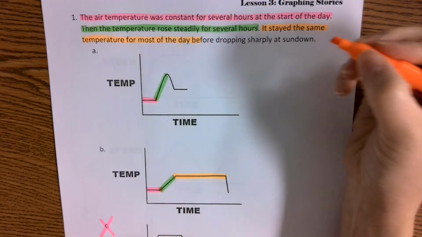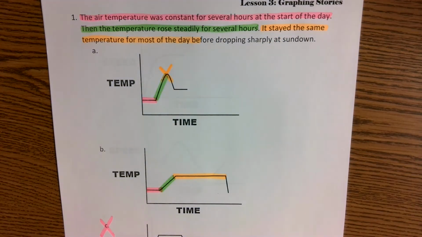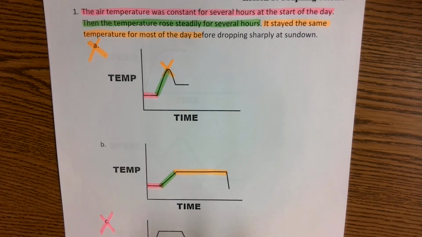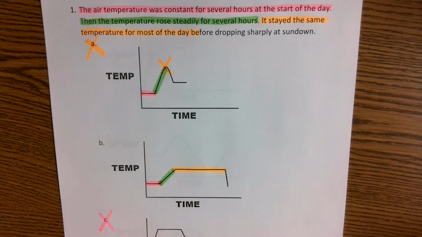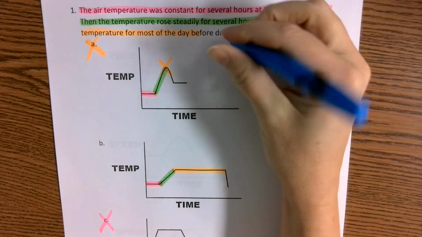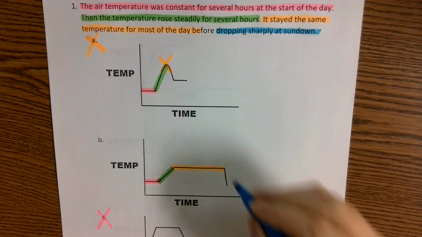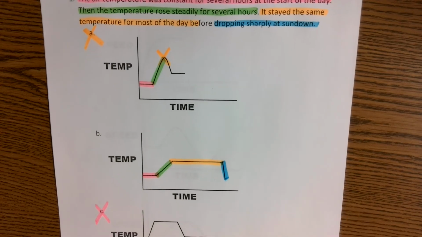If we're looking here at graph A, it does not match up because it immediately starts to dip back down. So graph A is not going to be a part of our representation. That means the story maps up to graph B. If we finish off the rest of the story, it talks about how at the end it's going to drop sharply at sundown. If we're looking at this drop, it's a pretty steep and quick drop.